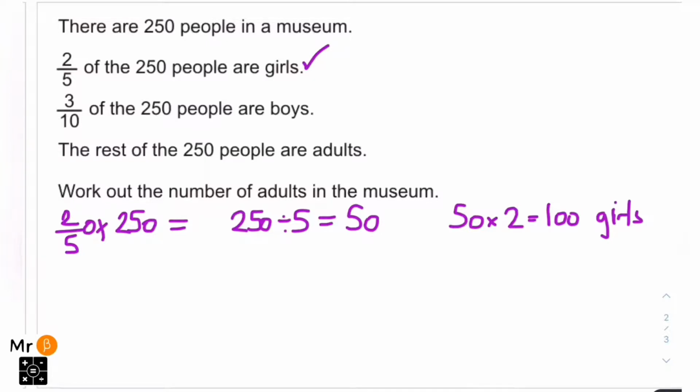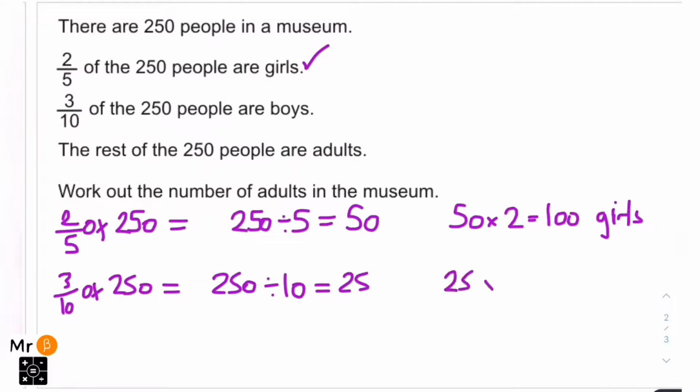The second line, again I'm not reading the whole question, I'm just going to read the second line. It tells me that 3/10 of the 250 are boys. So again, using a very similar method, we're going to do 250 divided by 10, which is 25, then 25 times our numerator of 3 is 75, and that tells us how many boys there are.